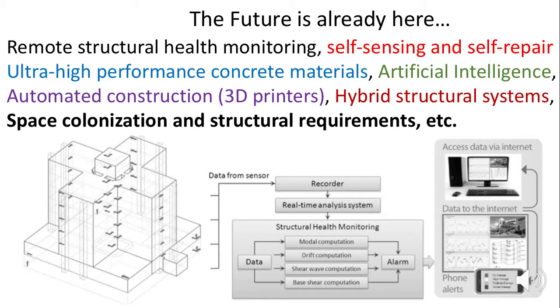We are already seeing that we are developing remote structural health monitoring systems, self-sensing and self-repairing structures. We are already talking of high performance, ultra high performance. We are embedding artificial intelligence to study our concrete structures and their performance. Hybrid structure systems are already something of the future that is being implemented. And if we are looking ahead, for those of us who will make it to Mars, then we are starting to think of space colonization and what structural requirements we will have to develop while there.